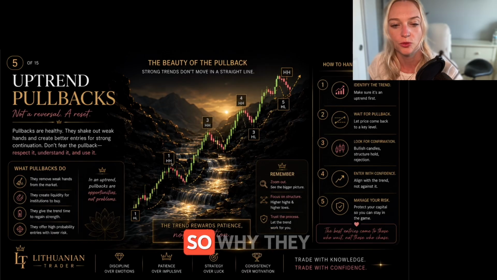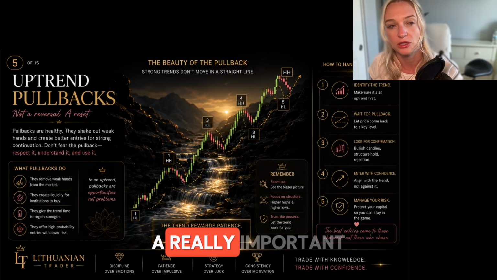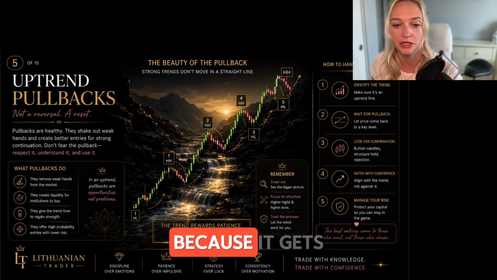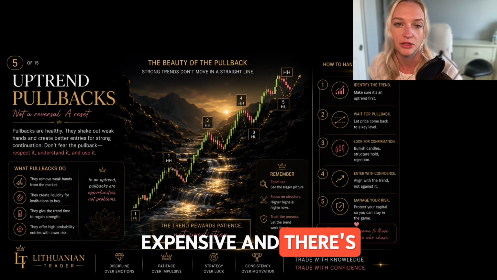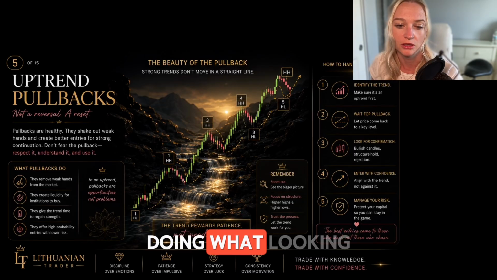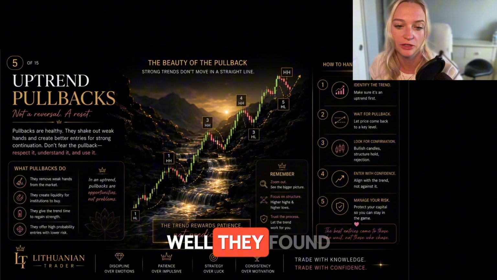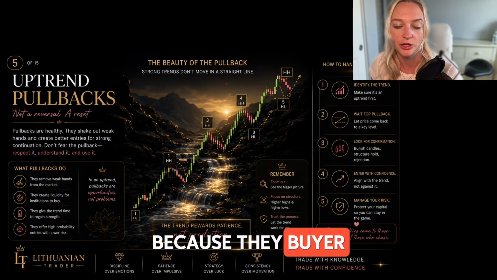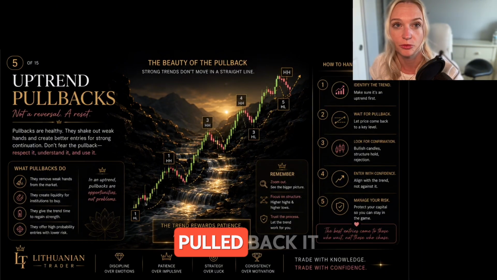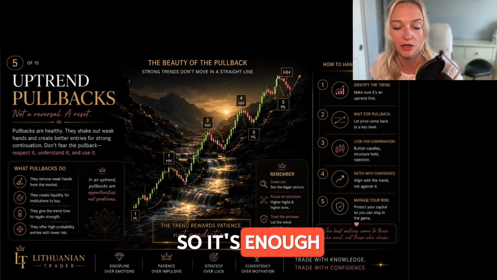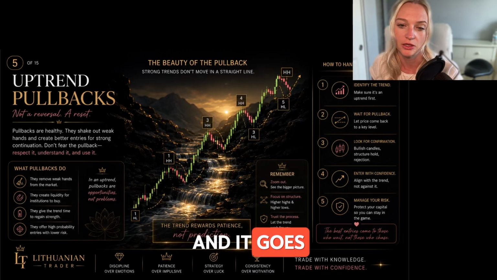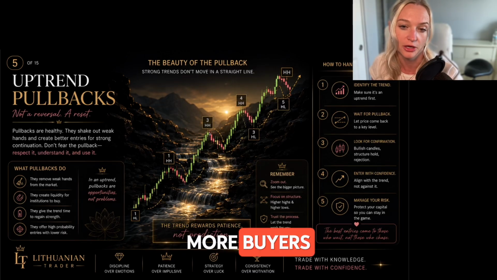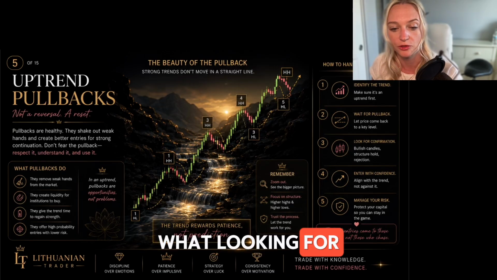They don't move. So why do they pull back? I think it's a really important lesson. Why does it pull back? Because it gets expensive and there are no more buyers. So what is the market doing? Looking for more buyers. Well, they found the buyers, because buyers step in here. They say, well, last time it pulled back, it went up, so it's enough of a pullback for me to go up. And it goes, and then there are no more buyers. So the market is looking for the buyers.